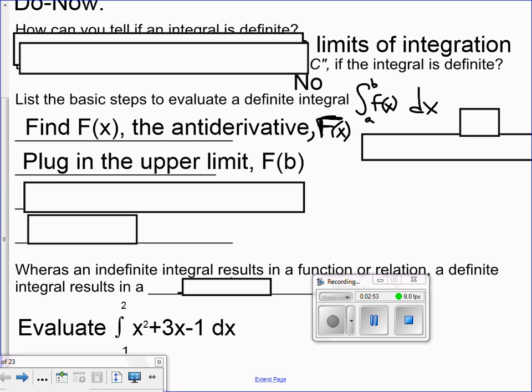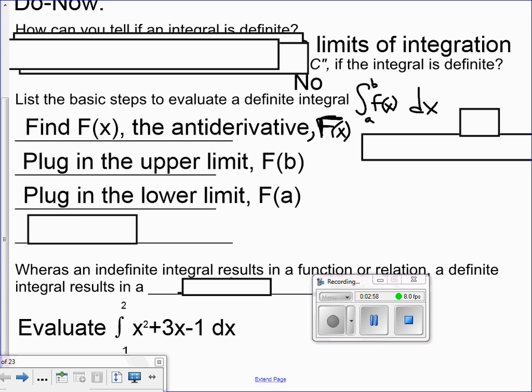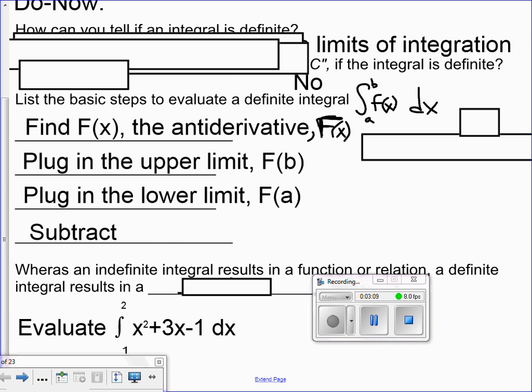Plug in the lower limit to find capital F of a, the antiderivative at a. And Gina's going to finish it off. Subtract the lower limit from the upper limit, so it'll be F of b minus F of a. That's not so bad. You guys seem pretty good at that.